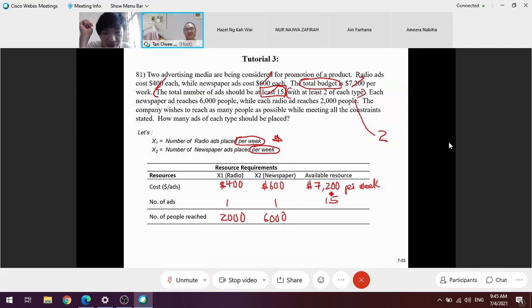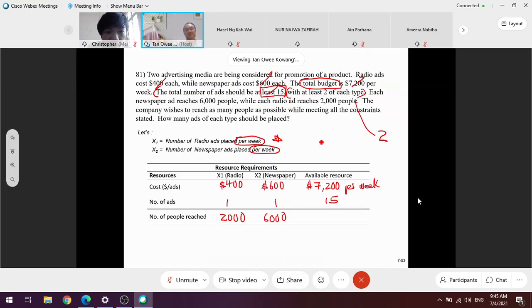Okay, unit dia sama tak? Sama kan? Okay, so dah boleh start convert. Tetapi sebelum itu, saya nak settlekan ini. Apa dua ini? With at least 2 of each type. Setiap apps ini sekurang-kurangnya perlu ada 2. Setiap jenis apps ini sekurang-kurangnya perlu ada 2.